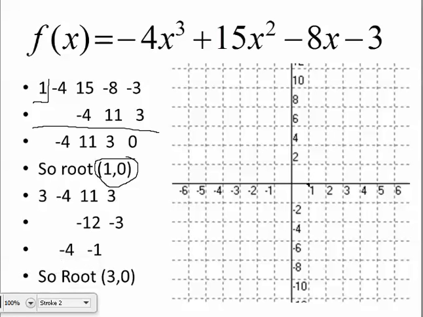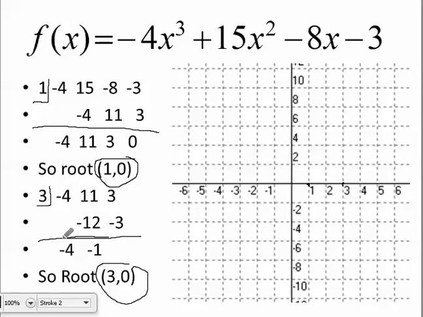I take what was left over. No reason to go back to the original equation. I'm just going to go ahead and tell you that I know there's another one at 3. -4 brought down. -4 times 3 gives me a -12. That gives me a -1 here. -1 times 3 gives me -3. That gives me a 0. So there's another root at 3, 0. That means there's going to be a root here and a root here. So I'm looking for a negative root.